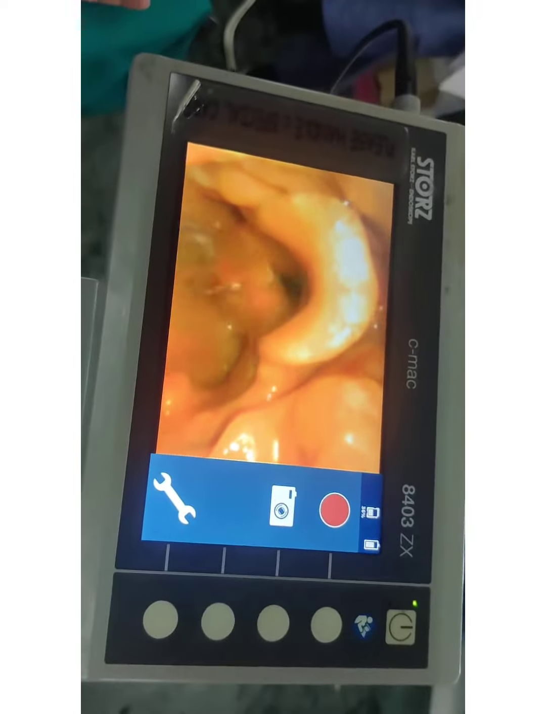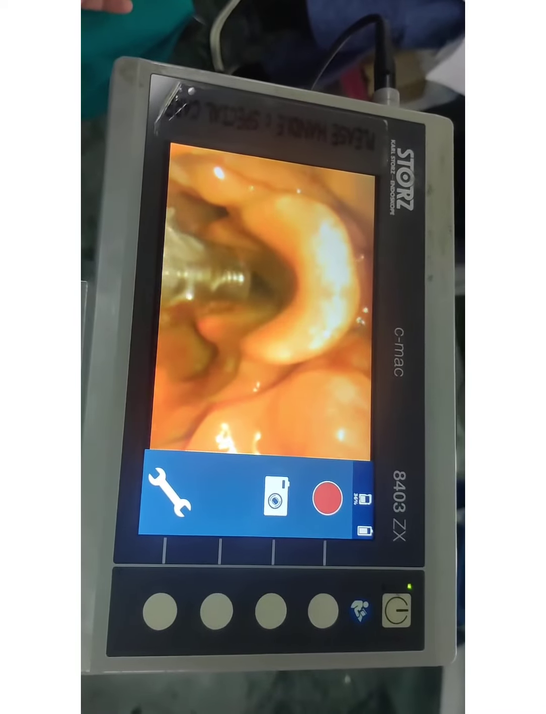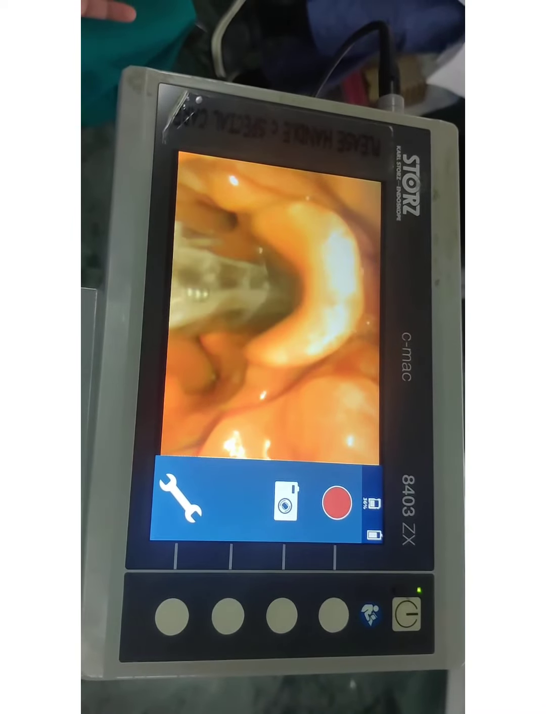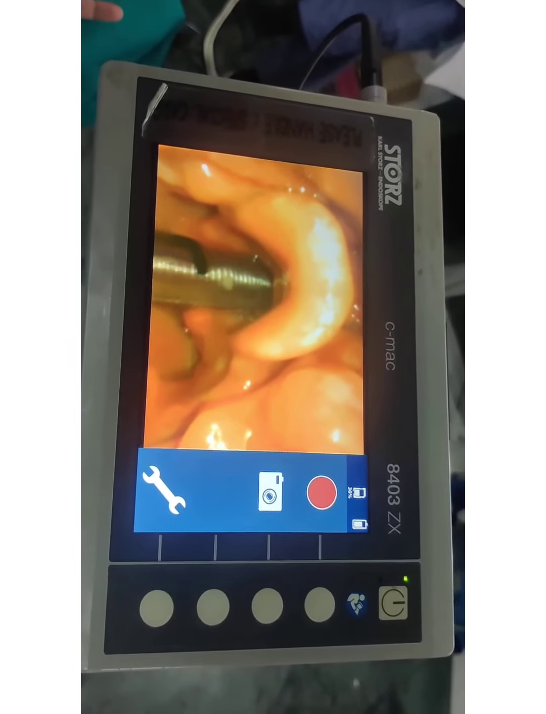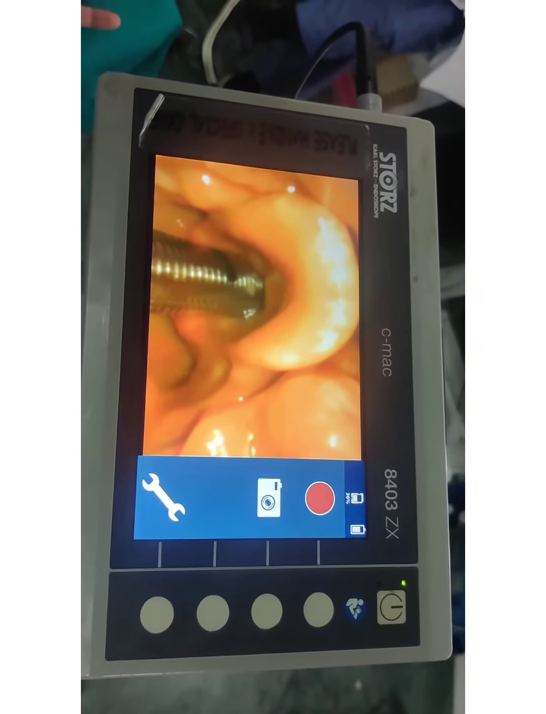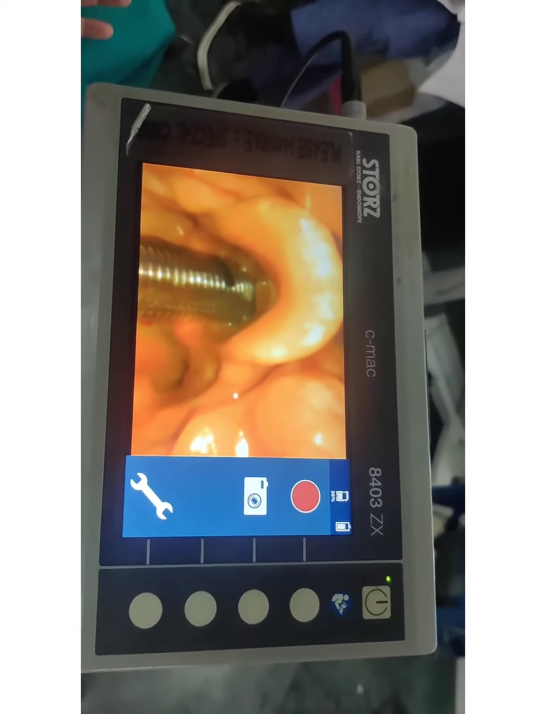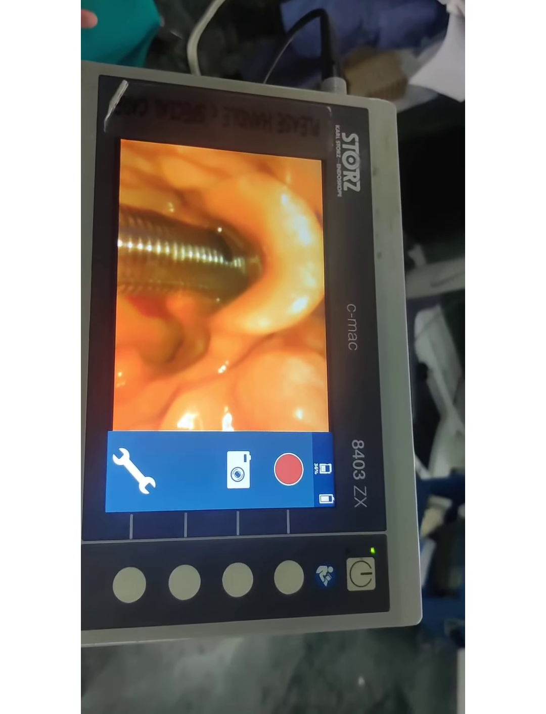Now visualize the glottis and gently advance the endotracheal tube into the glottic opening till the cuff is beyond the vocal cords and the black line of the endotracheal tube is at the level of the vocal cords. Sometimes you may have to flex the head a bit or move the head to one side to facilitate this.